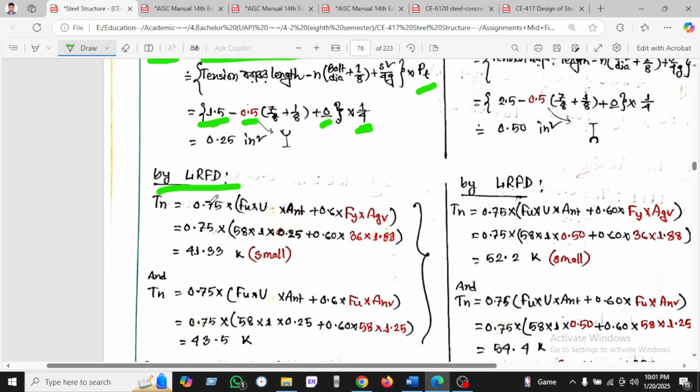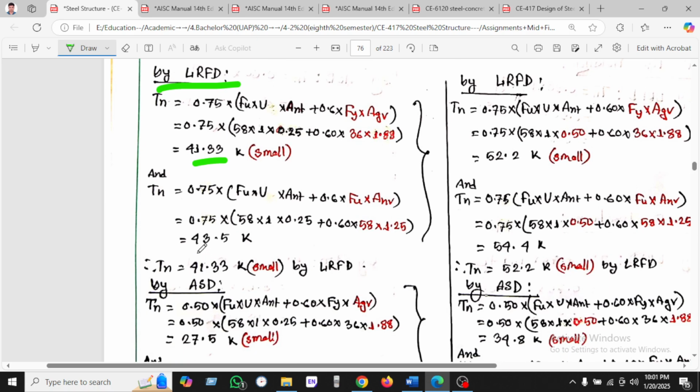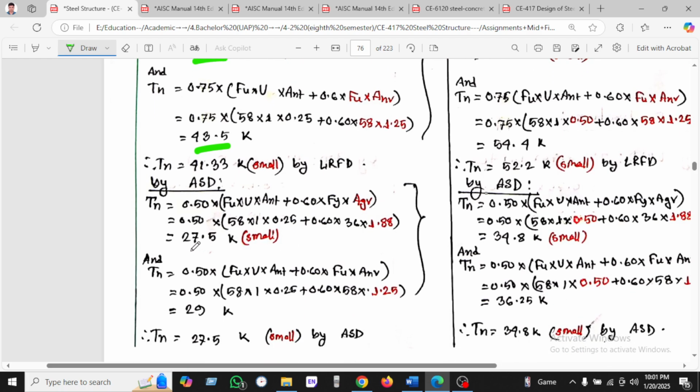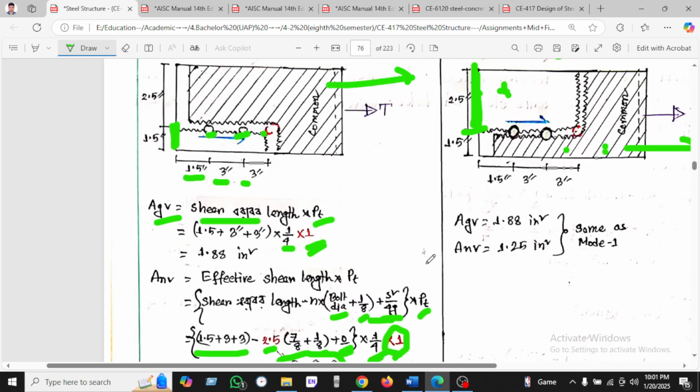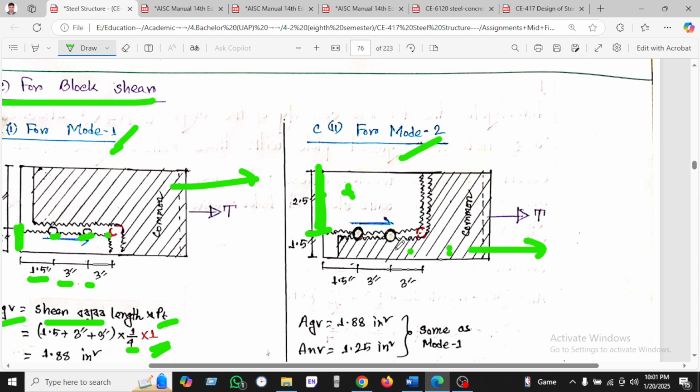If we use the LRFD method, we found 41.33 and 43.5. If we use the ASD method, we found 27.5 and 29. Now we'll see the second mode. We are considering the second mode, where the bottom portion will be tearing when they apply the load.